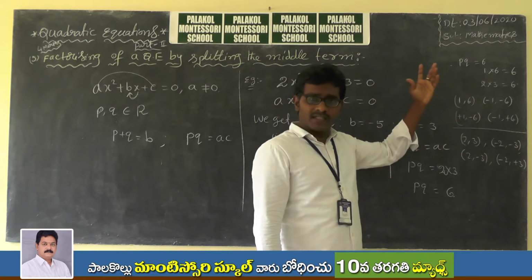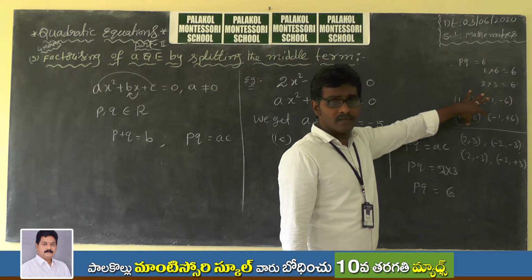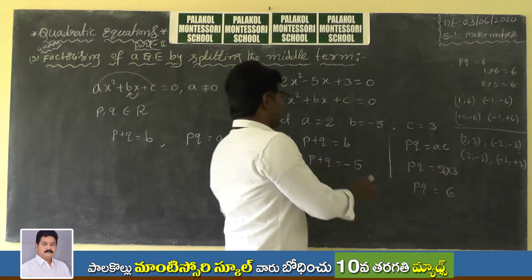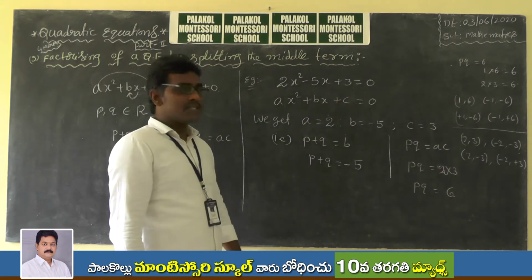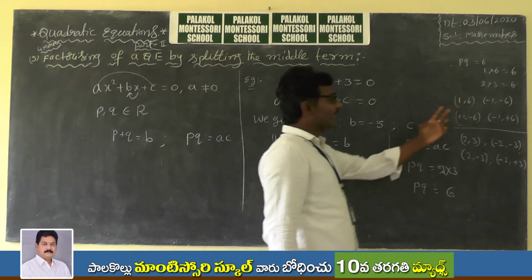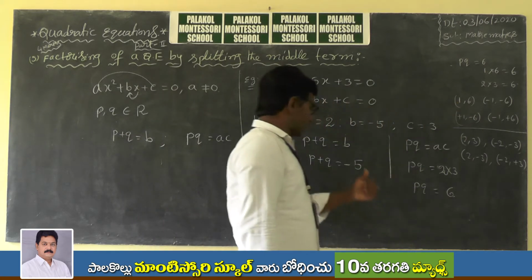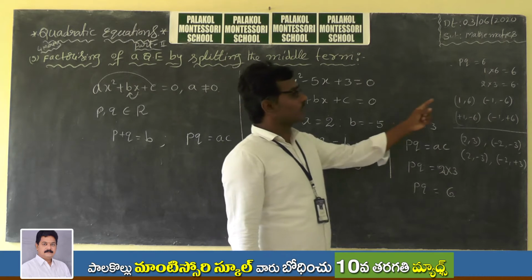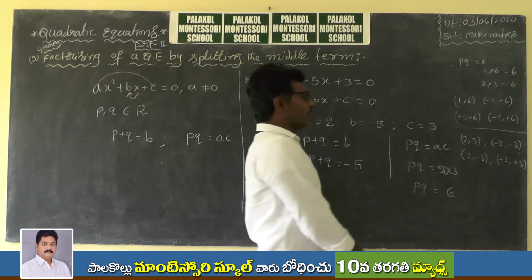Anyone who selected in this order, choose the pairs that match in the middle term. That means you should get that minus 5. Which one is suitable? So check it one by one.